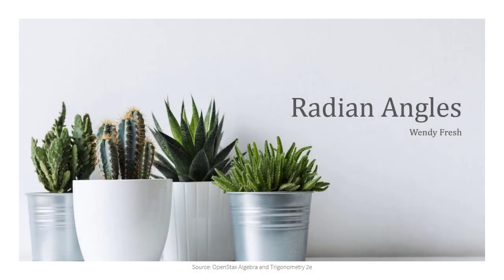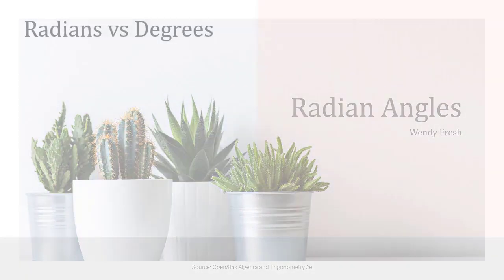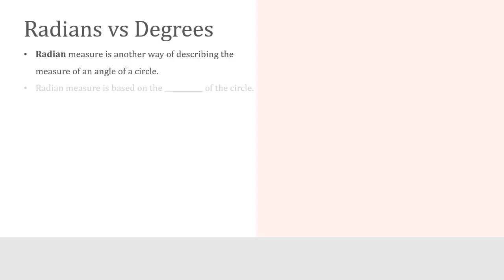In this section, we will explore the meaning of radian angles. So what are radian measures and how do they compare to degree measures that we may already be familiar with? Well, a radian measure is simply another way of describing the measure of an angle of a circle. Radian measures are based on the radius of the circle.